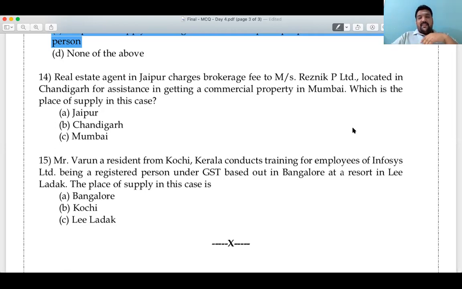If these come in the question paper, that day you should be elated. Vaishnavi K, check your answer. Deepak, check your answer. The rest are all true. A lot of you have answered. It is the place where the immovable property is located, including real estate agent services.